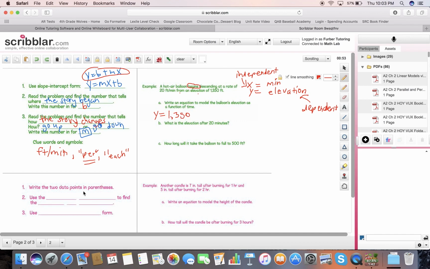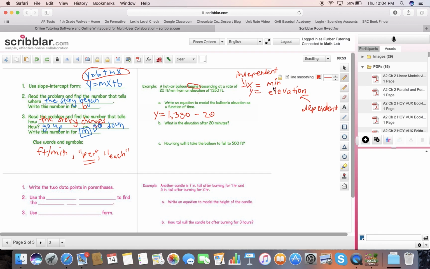Now, what is happening in this scenario? Well, first of all, it's descending. If you're descending, are you going up or going down? Well, you should know that descending means going down. Ascending would mean going up. So I'm going down. So that tells me already that my rate of change, or my slope, is negative. So I'm going to put a negative in there because if you're going down, that's going to be represented by a negative number. Okay? Descending means going down. How much is it going down? Well, it's going down 20 feet per minute.